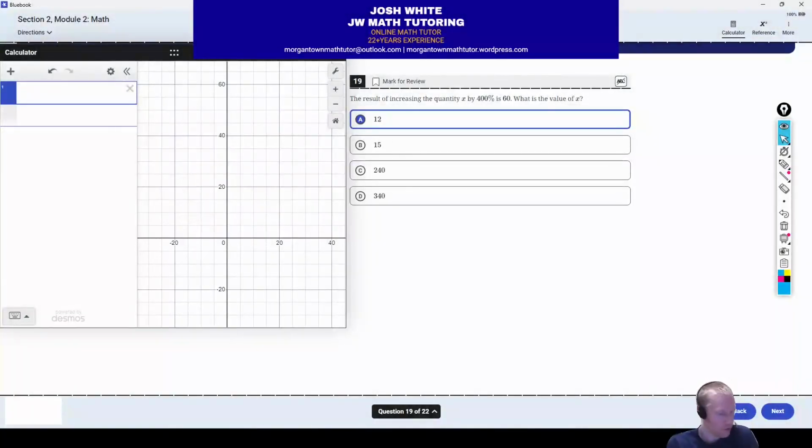Or you could also, just to show you, just do it this way. X increased by 400% of X is 60. I just literally took the words and made it into an equation, with the percentage even in there. And notice it gives me the answer right here of 12. X equals 12, it graphs this vertical line. That's the solution. So this is a way you can honestly do this question in Desmos in 5 seconds and get the answer.